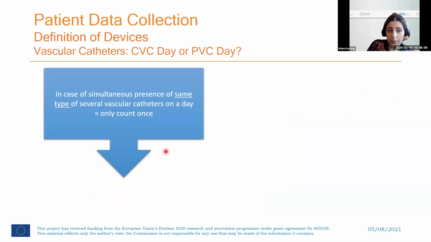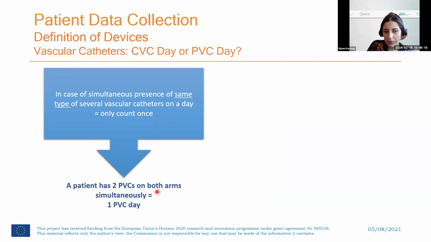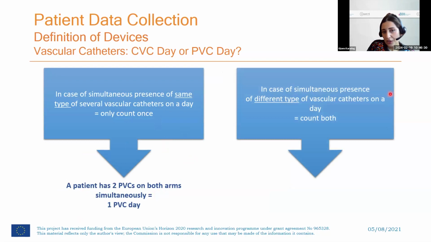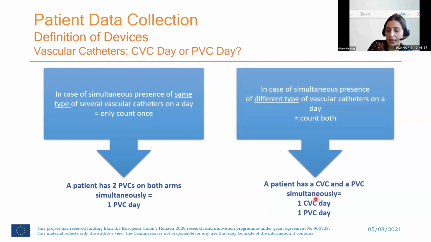So in case your patient had simultaneously the same type of vascular catheters on a day, for example, 2 PVCs on both arms simultaneously, you should count that day still as 1 PVC, 1 peripheral vascular catheter day. In case the patient had 2 different types of catheters on the same day, like 1 CVC and 1 PVC simultaneously, you should count that day both as a PVC day and a CVC day.